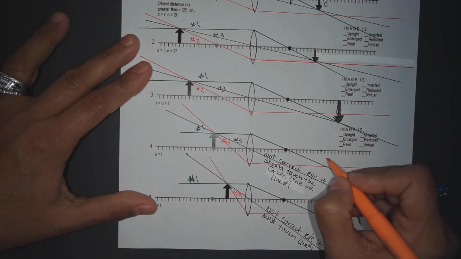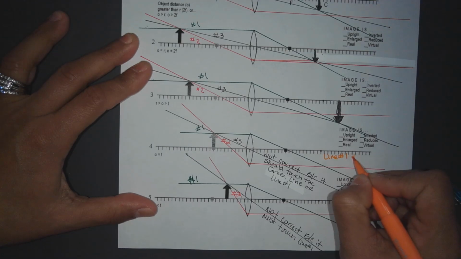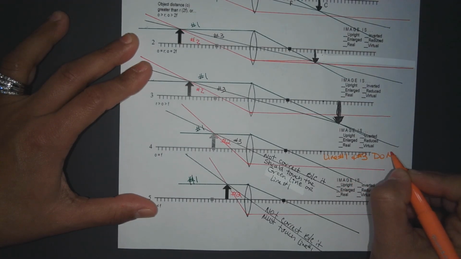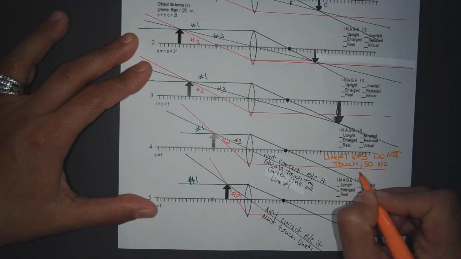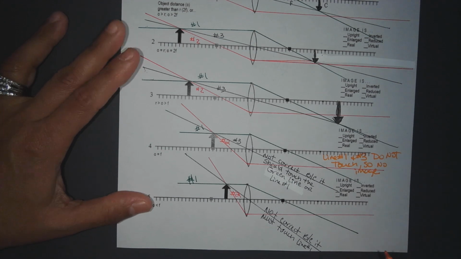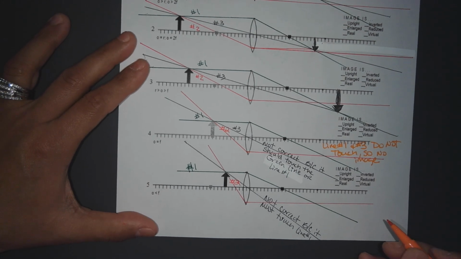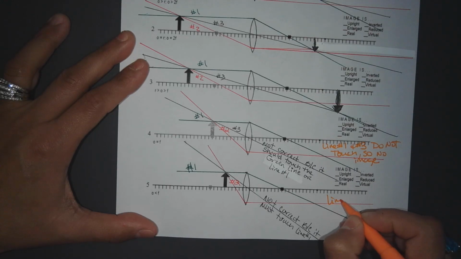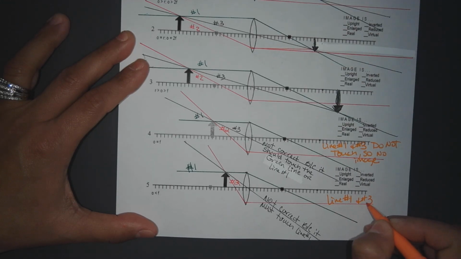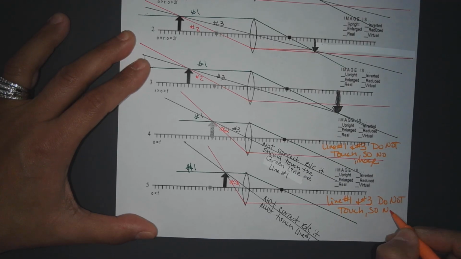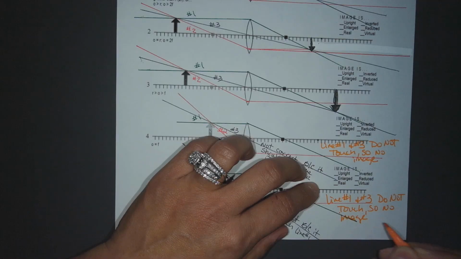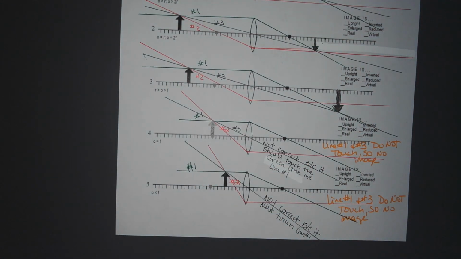So let's go ahead and do that. I'm going to write here, line 1 and number 3 do not touch. So no image is produced. Let's do it again. Number 5. Line number 1 and number 3 do not touch. So no image is produced. No image is produced. Okay.